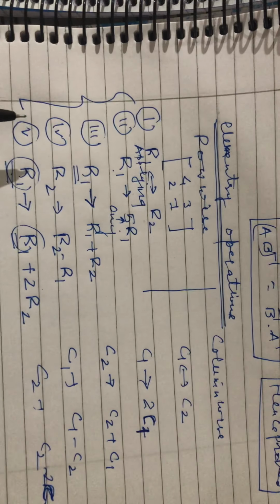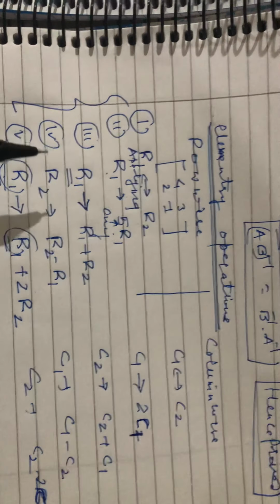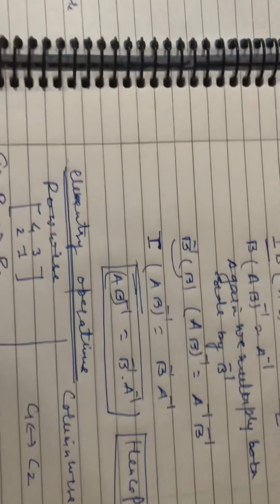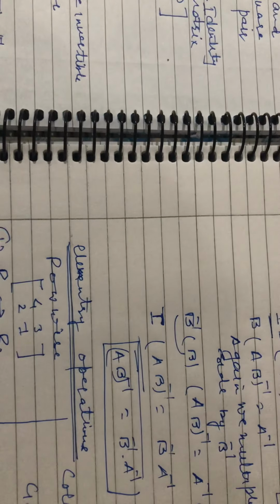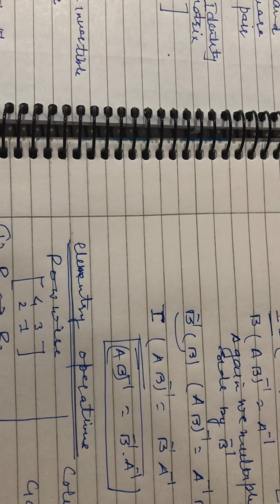So exercise 3.4 mainly depends on these elementary operations or row operations. So we need to clear all these operation rules and make a proper mind map of them. Then in the next video we will solve the NCERT questions of exercise 3.4.